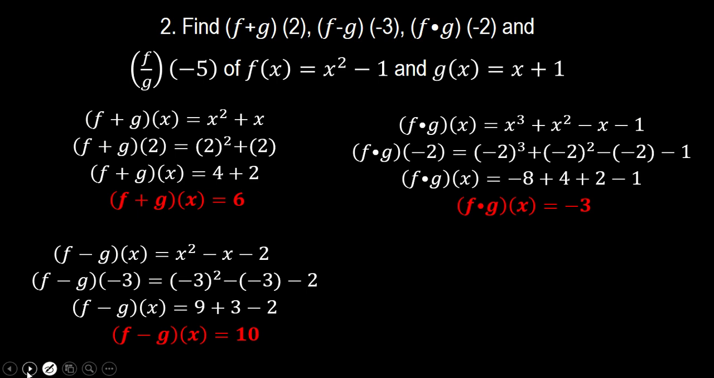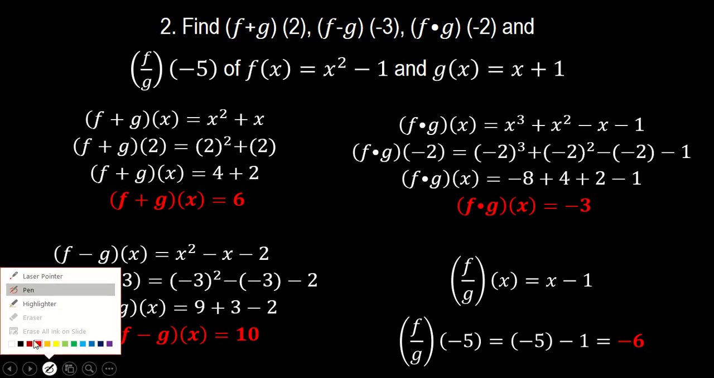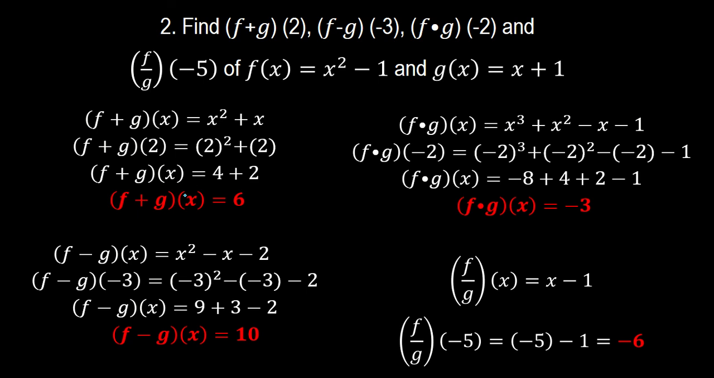Then lastly, for the quotient, f over g of negative 5. Given that we have the quotient x minus 1, let's substitute negative 5. Negative 5 minus 1 is negative 6. The answer here is negative 6. Actually, you can replace this x as 2, here you can replace this as negative 3, and this one you can replace as negative 2.